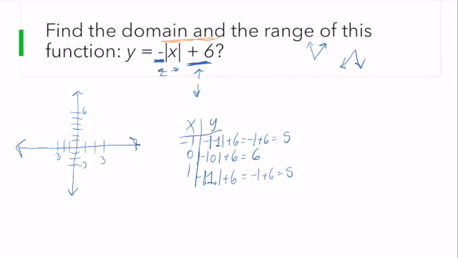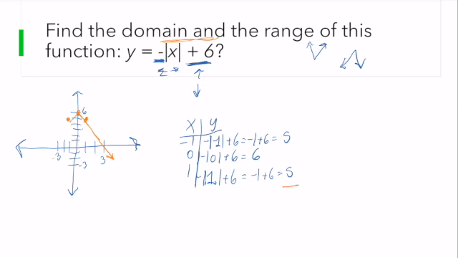When x is negative 1, y is 5. When x is 0, y is 6. And when x is negative 3, y is positive 1. When x is positive 1, y is 5. So my graph, I even missed the point. Darn it. My graph's going to look like this.